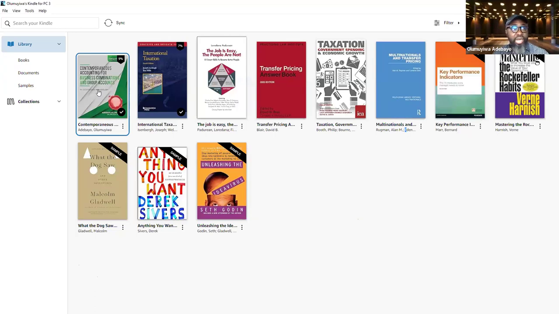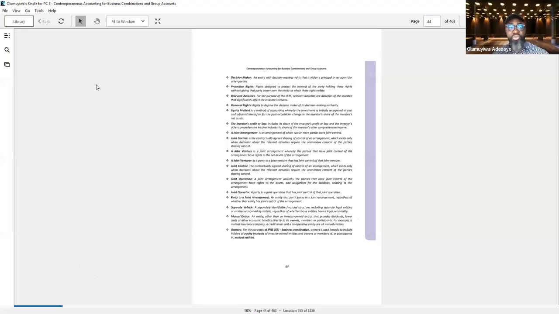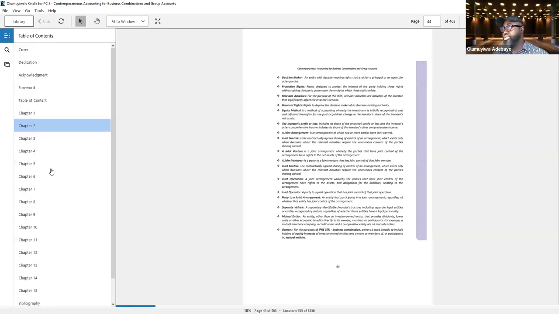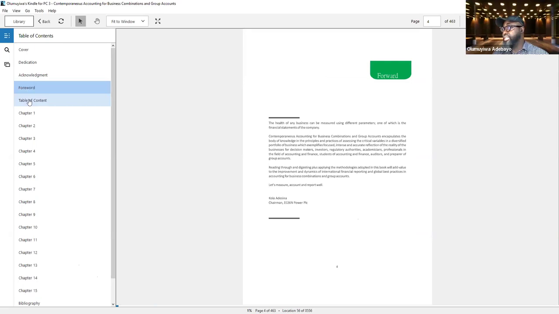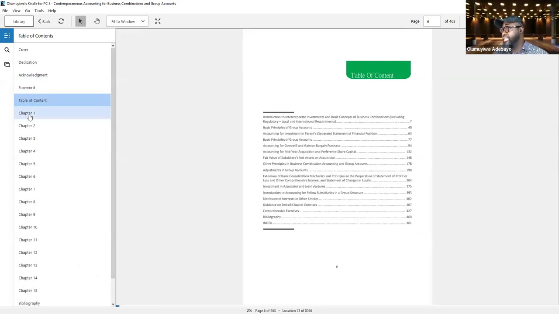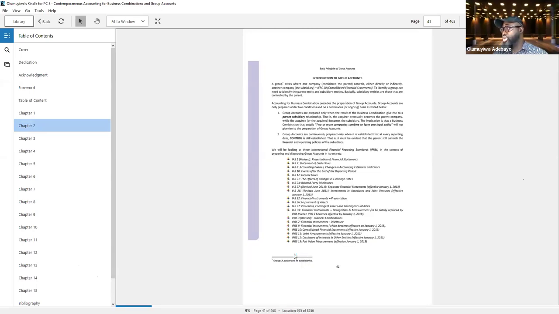There are some terminologies that I will introduce to us, but we don't need to bother cramming them. What matters is to have an understanding of them, and as we move on, we'll be making use of all of these terminologies intermittently, and that will not be a big deal. This is the Kindle version of the material, which makes it easy for me to move around, like the soft copy version. Today we'll be looking at chapter two, which is basic principles of group accounts, and I want to go to the aspect of group and group structure.